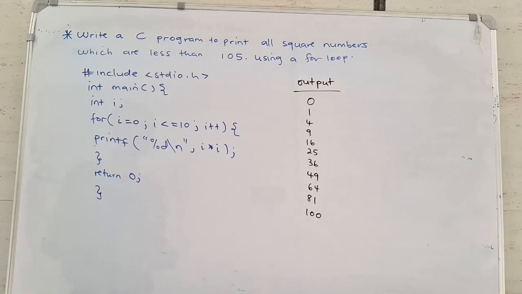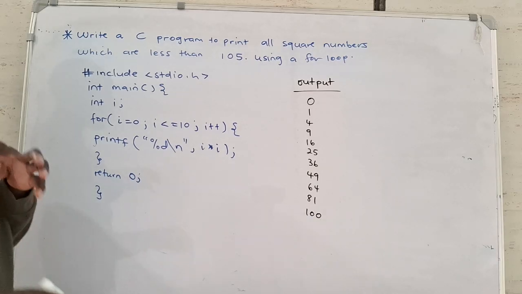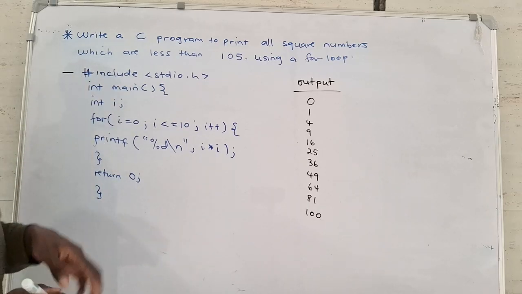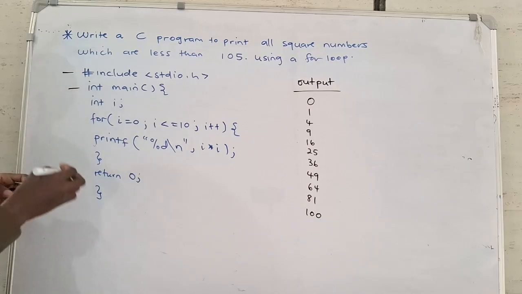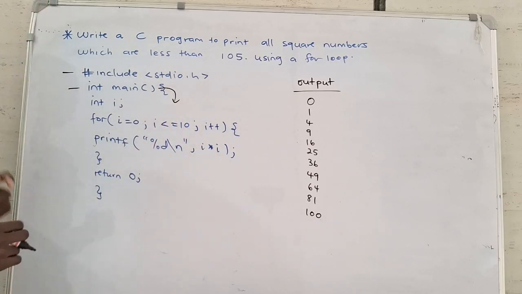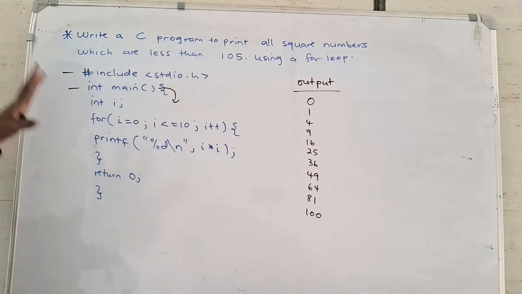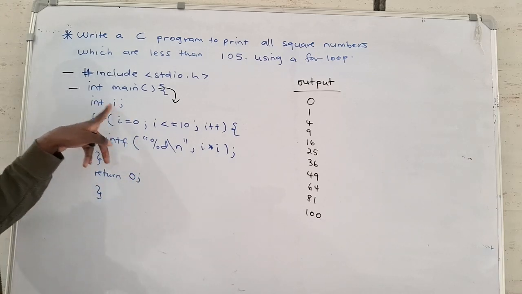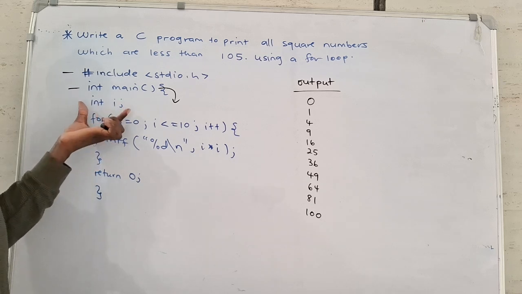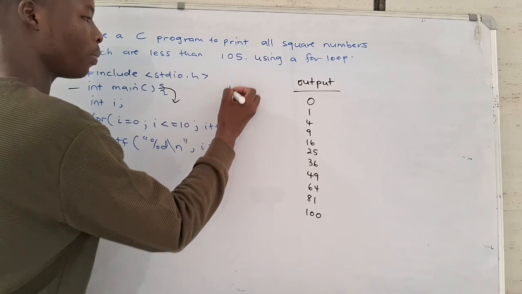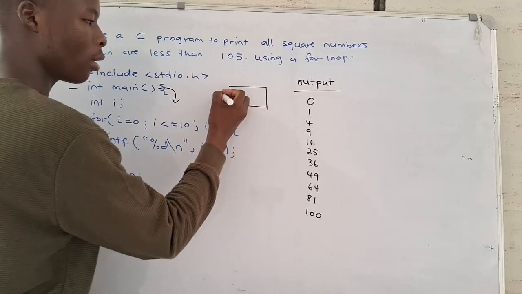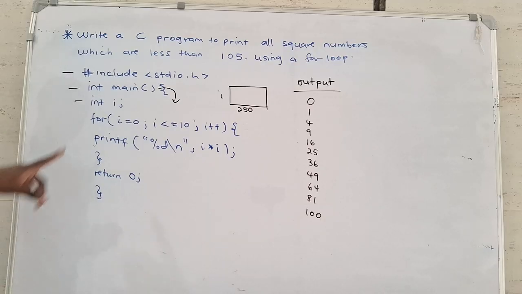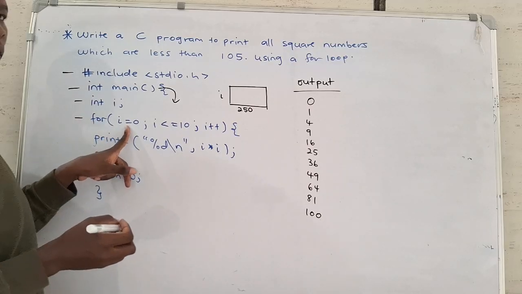Let's check how the program is going to be executed. The compiler is going to check for the preprocessor directive, and then for the main function. It is going to enter into the main function. The first statement in the main function is executed: int i. This is the declaration of the variable i, and some space is allocated for the variable i. Now, for i is equal to 0, what is the first value of i?